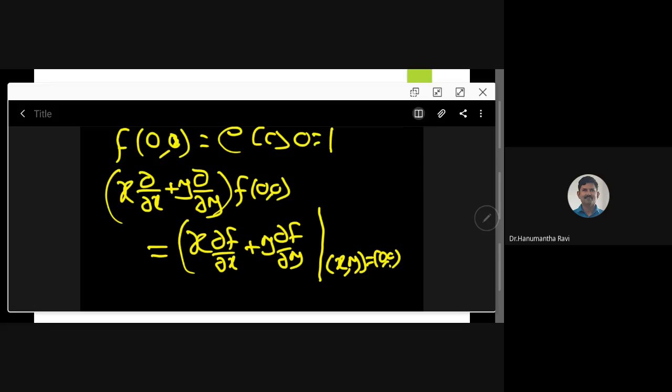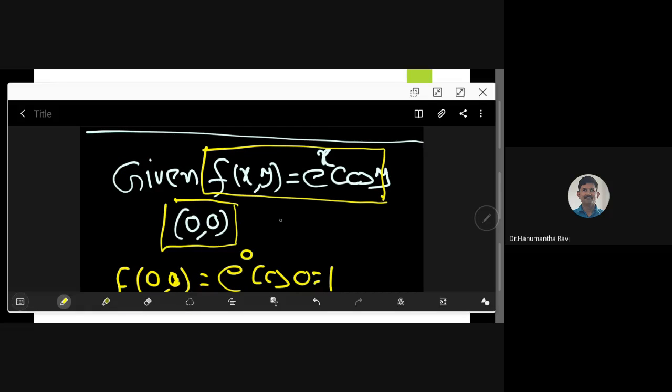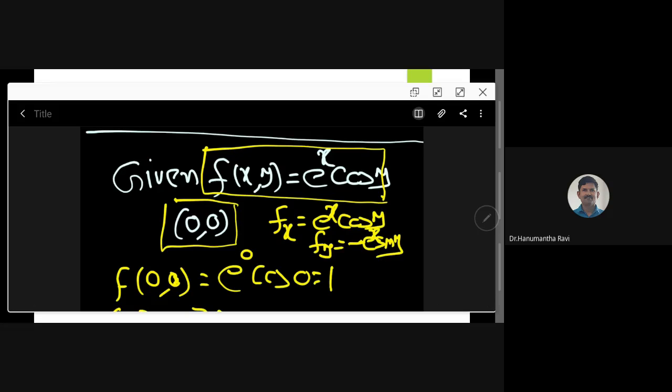So what is ∂f/∂x here? I write ∂f/∂x in simple terms. ∂f/∂x is the same as e^x cos y, the partial derivative. What is f_y? ∂f/∂y. Cos y derivative is minus sin y. So minus e^x sin y. So at (0, 0) we have to see. So what is the answer here?